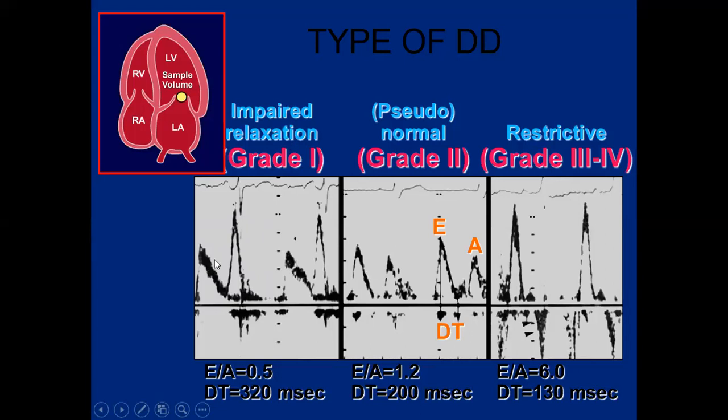So this is grade 1, this is grade 2, tall E, small A, reverted to this kind of pattern with Valsalva. And this is grade 3, grade 4, where we have tall E, small A, ratio more than 2, and deceleration time of less than 135 milliseconds. Deceleration time is from this point to this point. But this was used before 2014. We are not using this method of grade 1 to 3 now.